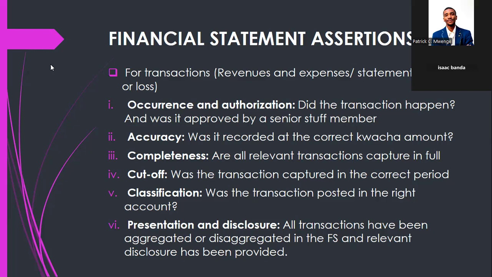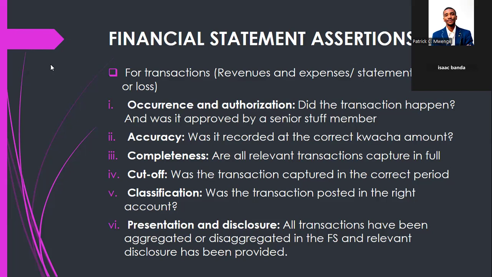Now there are two classes of assertions. There are those relating to the statement of profit or loss, and those relating to the statement of financial position. The transactions relating to the statement of profit or loss look at the revenue as well as the expenses. So these are assertions for transactions. Then there are also assertions for assets, liabilities, as well as equity, which are assertions for the statement of financial position. So now, the first assertion is occurrence and authorization.